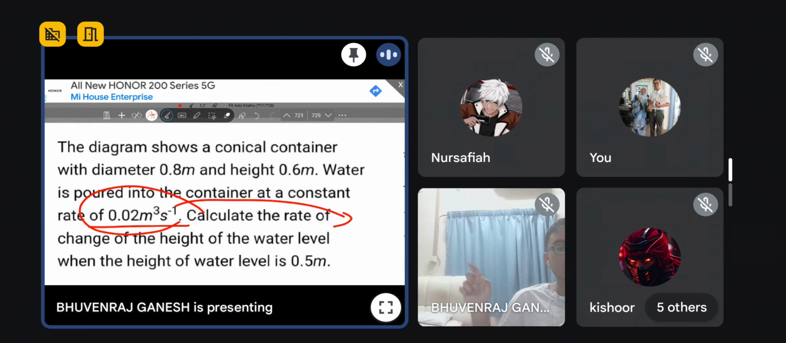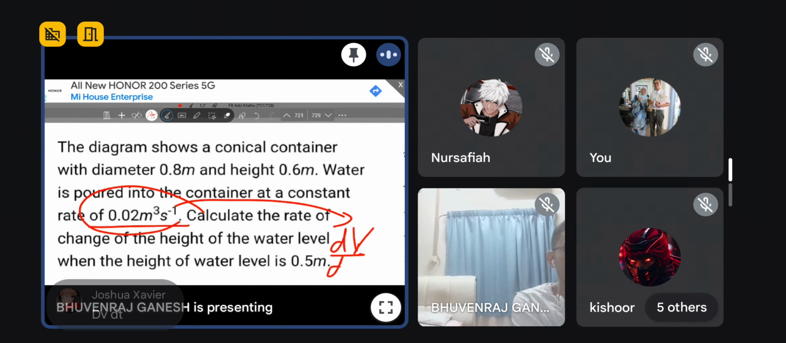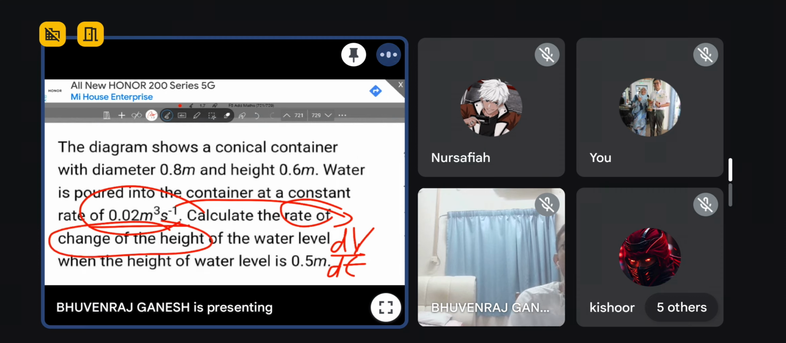So meter cube per saat, what is your symbol? Very good. dV over dt. Okay, so this is your first information. Second information, rate of change of height. Kadar perubahan tinggi. What is your symbol? Very good. dH over dt. Pandailah kamu semua. Very smart.